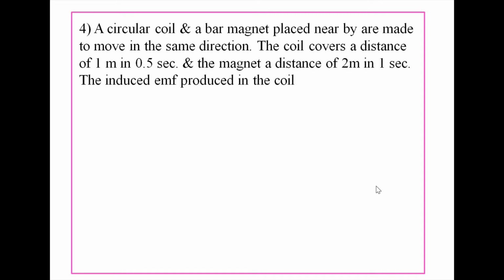A circular coil and a bar magnet placed near each other are made to move in the same direction. The coil covers a distance of 1 meter in 0.5 second and the magnet covers a distance of 2 meter in 1 second. The induced EMF produced in the coil is: option A is 0, option B is 1 volt, option C is 0.5 volt and option D is none of these.